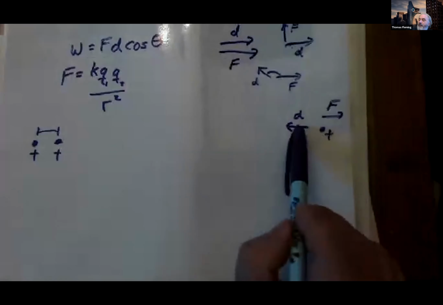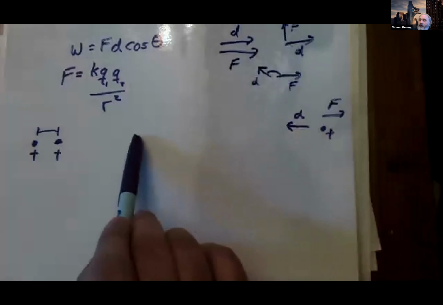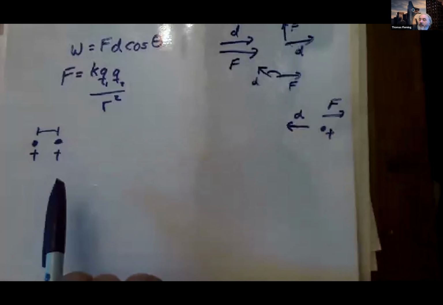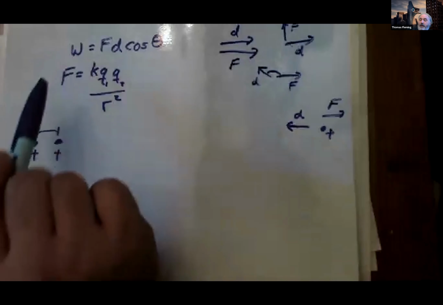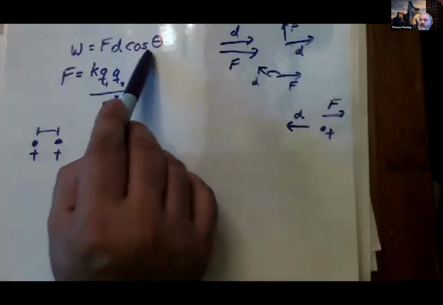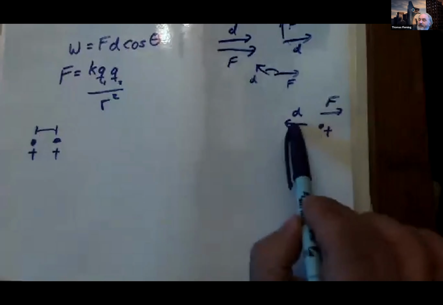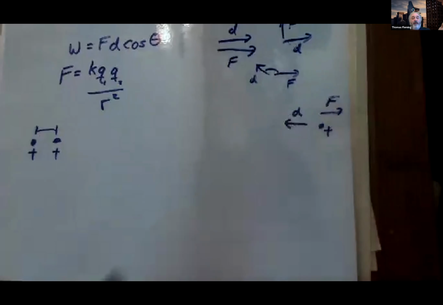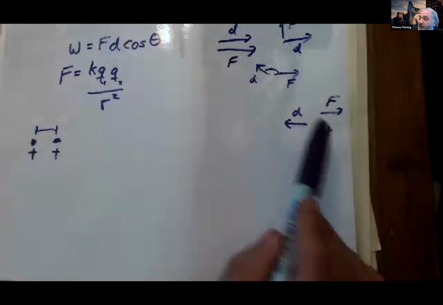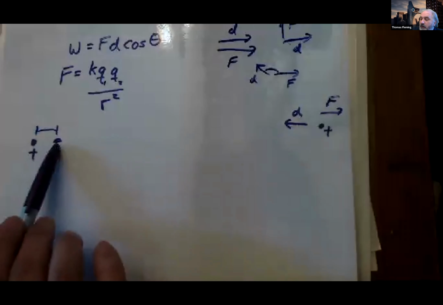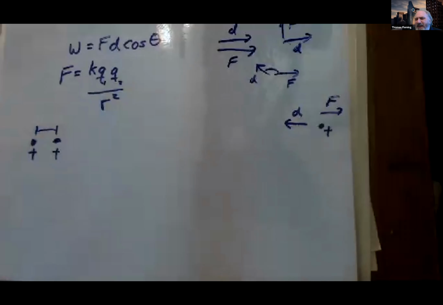So the whole time I'm moving this closer, closer, closer, the work that I'm doing is going to be F times D times the cosine of the angle between F and D. But the whole way, F is going to be to the right and D is always going to be to the left. The angle between them is 180. The cosine of 180 is -1. So to go from here to here, the Coulomb force is doing negative work on that charged particle.